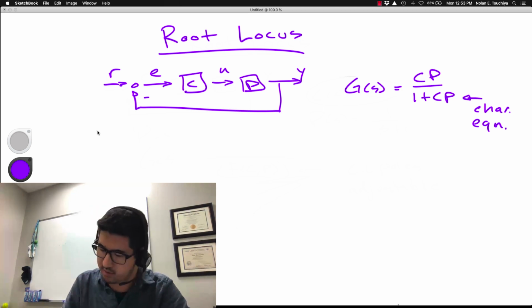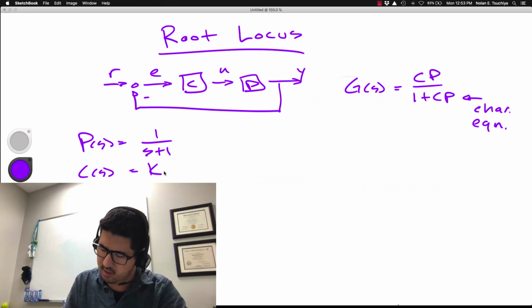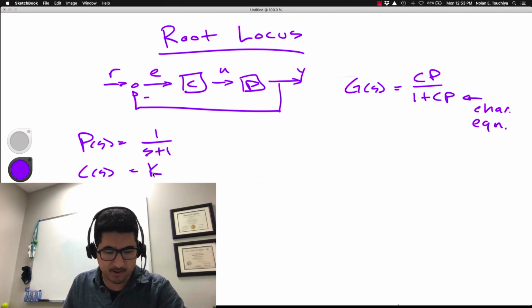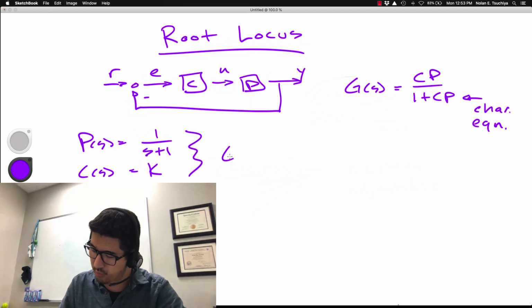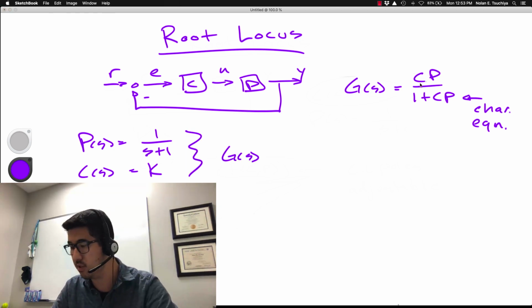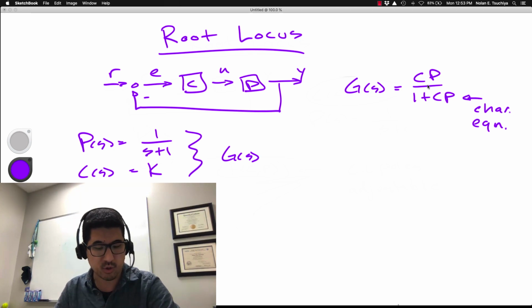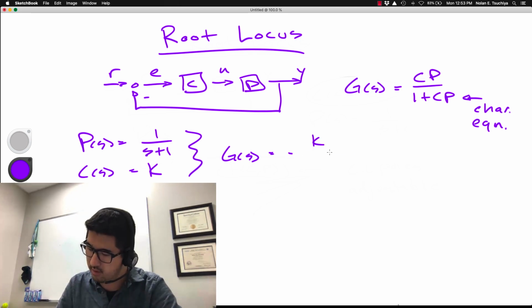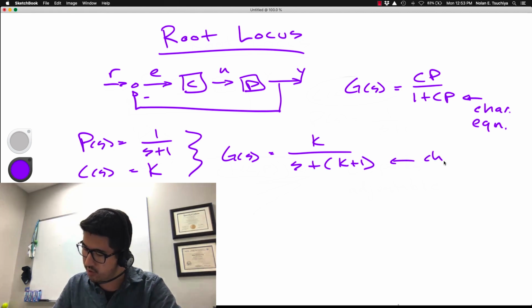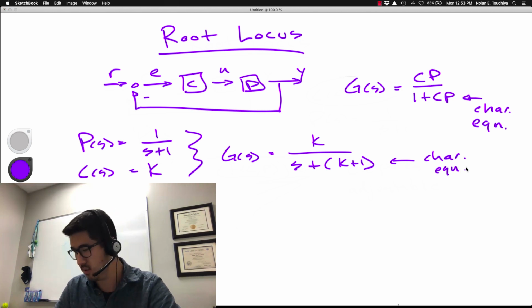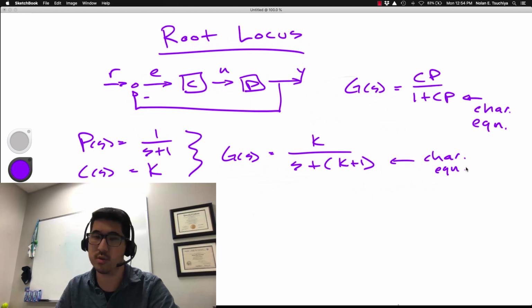So we'll start with a very simple example here. Plant is first order. Controller is a simple gain, just like we always do. And if we were to then compute, just by plugging into Cp over 1 plus Cp, our closed loop transfer function, we get the following closed loop system right here. And so this is our characteristic function, s plus the quantity k plus 1. Set that equal to 0 and solve for s.